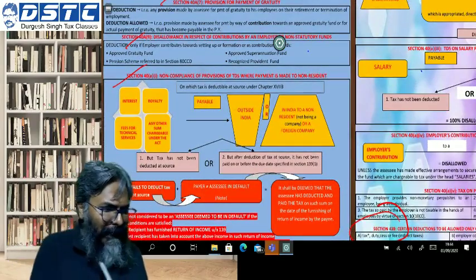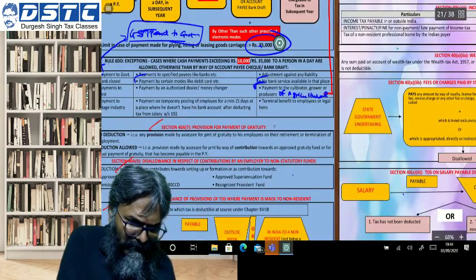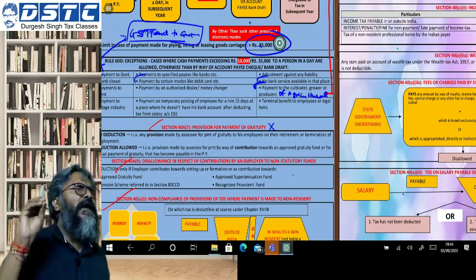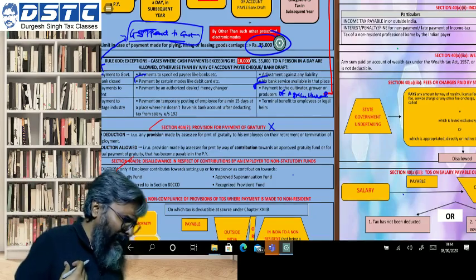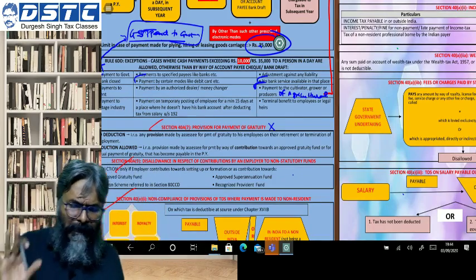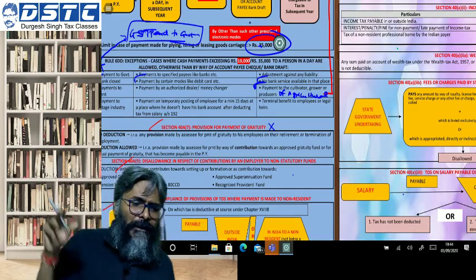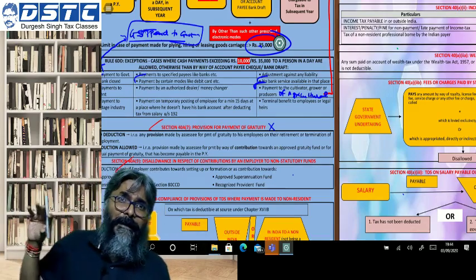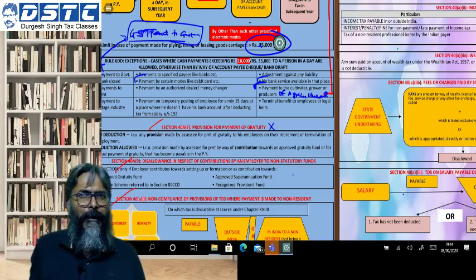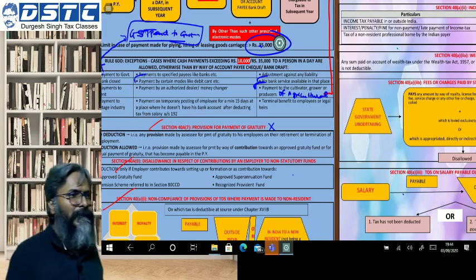Now, 40A(7), students, I have just now done. Provision for gratuity. Is it disallowed? Yes, it is disallowed. 40A(9) also I have done. What is allowed as deduction is the employer's contribution to the approved funds or to the recognized employee funds. That is what is allowed as deduction. So, if I am making the payment to unapproved or unrecognized funds, will that be allowed as deduction? And the answer is no.